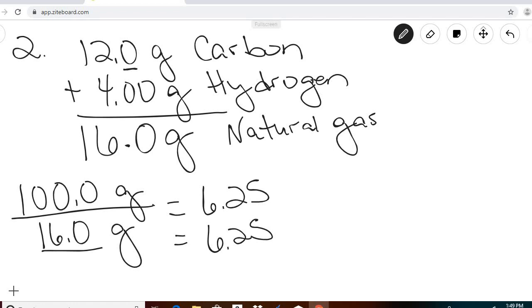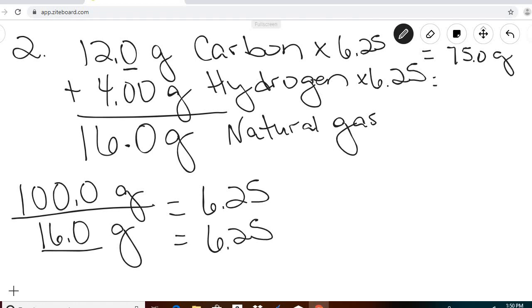So that just simply means that for the carbon, we're going to multiply times 6.25. We need 6.25 times as much. And the same thing is for the hydrogen. So for carbon, you are going to have 75 grams. I guess 75.0 grams. And for the hydrogen, 4.00 grams times 6.25, 3 significant figures would give us 25.0 grams.